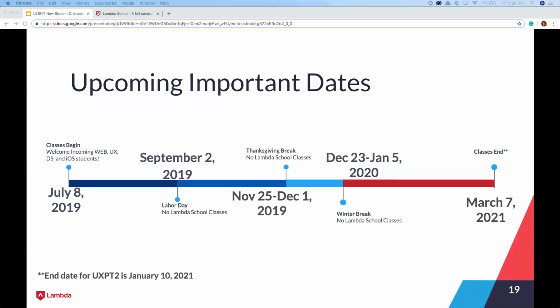And then your end date. Graduation is March 7th, 2021, except for UX part-time 2, which is about 2 months earlier in January of 2021. This timeline includes everything in our curriculum. So your core track, labs, CS, and Lambda X. So plan on being here for about 40 sprints or until you get that job.